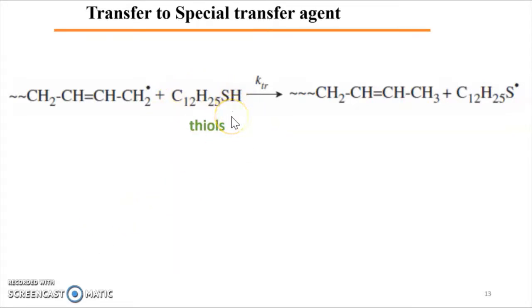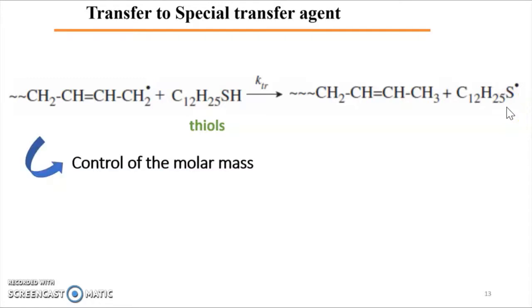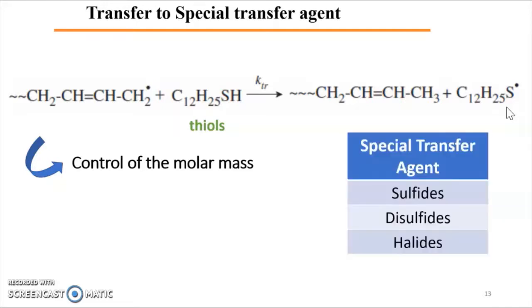Here we have the mercaptans, and the activated radical or the active center will take the hydrogen from the thiols, and we will have a dead chain, and we have release of a new radical which has reactivity toward monomers and reinitiation in the system. But here we control it. So the transfer to a special transfer agent is a positive one because we want to control the molar mass and the dispersity in the system.